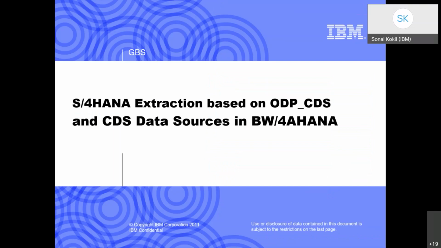Okay. Can anyone think in which cases we should go for standard content? I mean, if your client asks whether they should use standard content, or a CDS based extractor, or a HANA view, what would you suggest as a BW consultant? Somebody? It's a very basic question I'm asking.